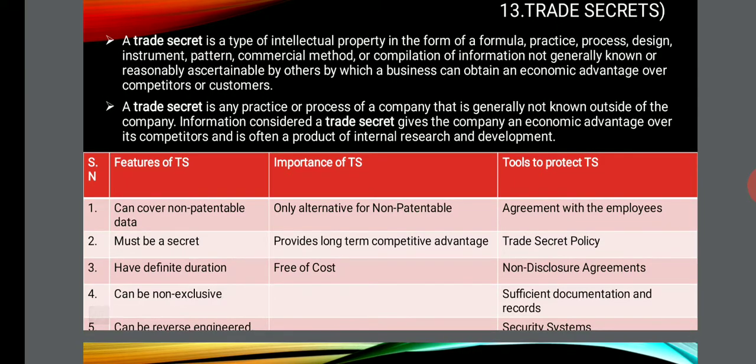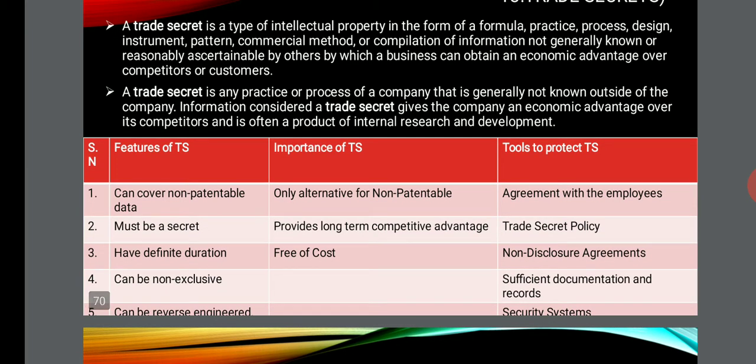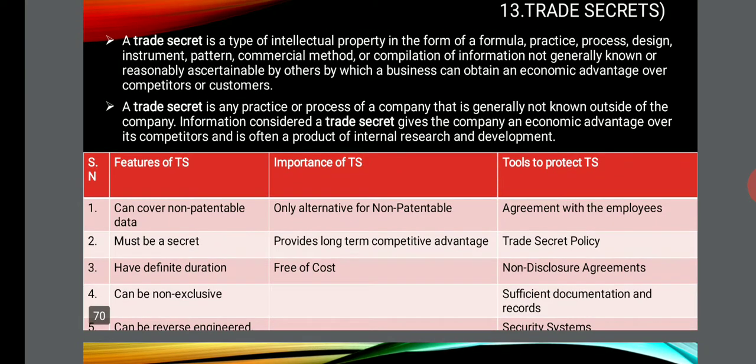Trade secret is any practice or process of a company that is generally not known outside the company. Information considered a trade secret gives the company an economic advantage over its competitors and is often a product of internal research and development. So they do some research and development and then they develop some secrets and they keep them. And those secrets are protected by law.